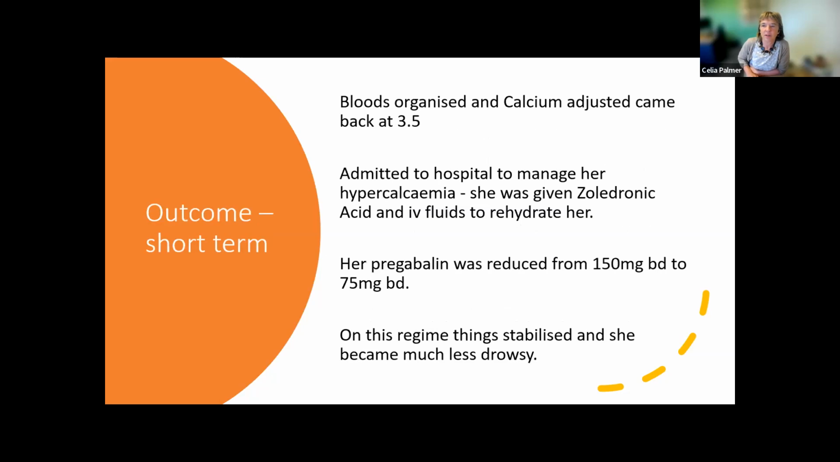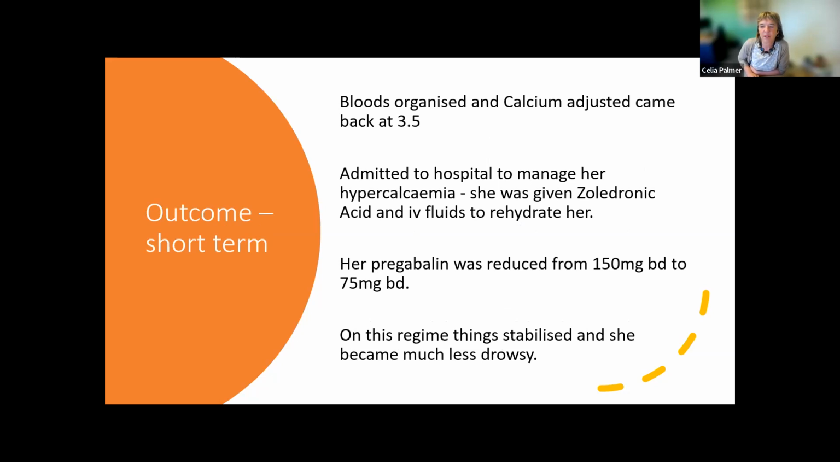So we did organise bloods in the home, and at that time the calcium came back at 3.5. So she was admitted again to hospital, this time to manage it, and she was given zoledronic acid and IV fluids. We also reduced her pregabalin. Sometimes we find that the combination of methadone and pregabalin can cause problems with drowsiness as well.